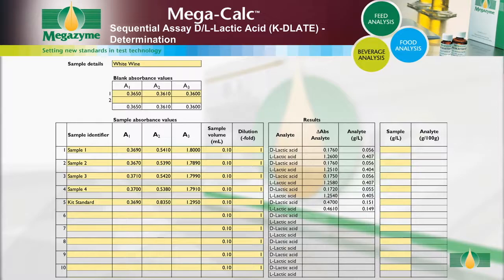For solid samples, input the concentration of the original sample extract in grams per litre. Concentration of D-lactic acid and L-lactic acid in the solid samples is then automatically calculated and provided as grams per 100 gram in the original sample.